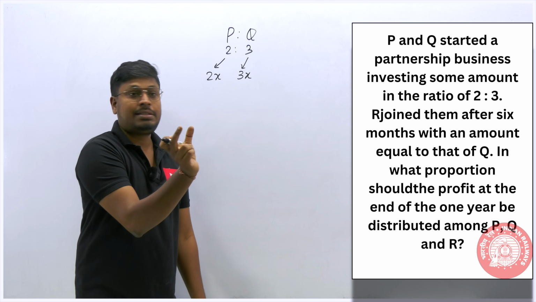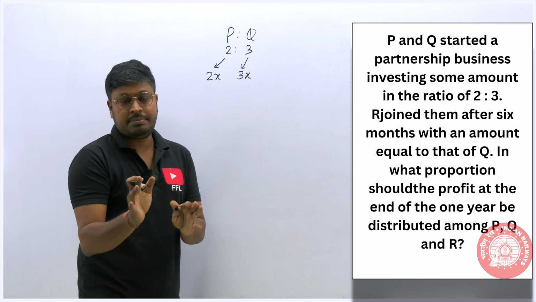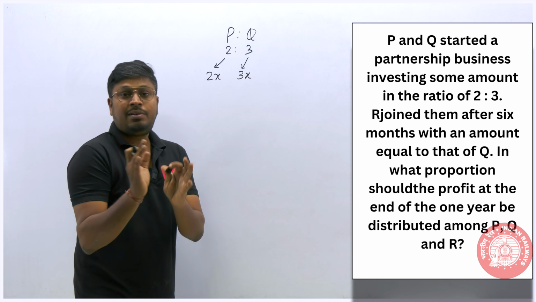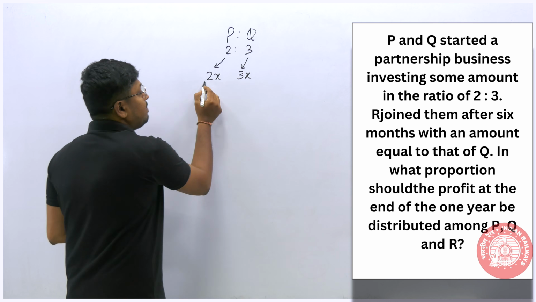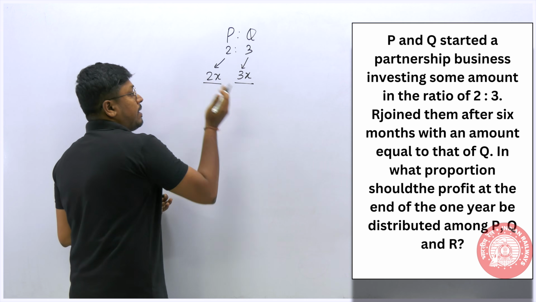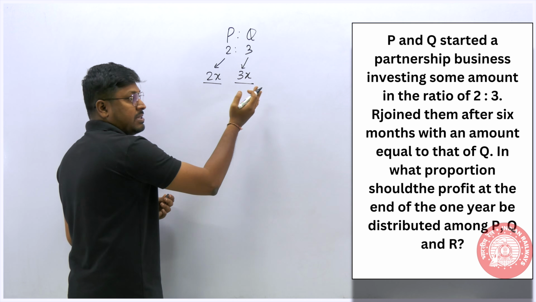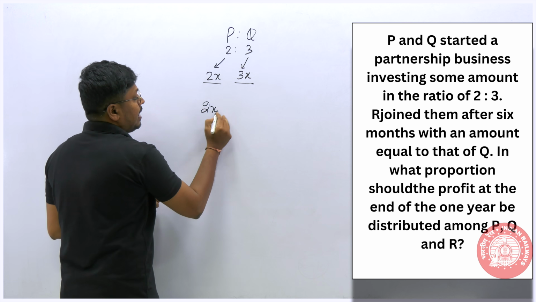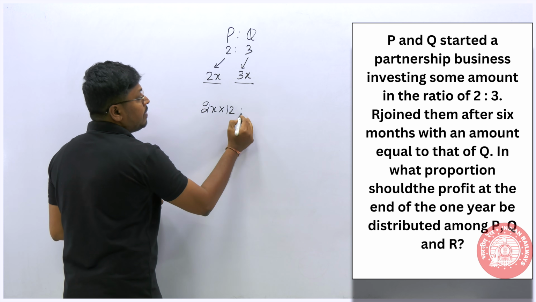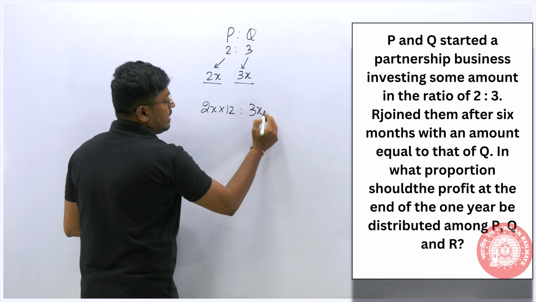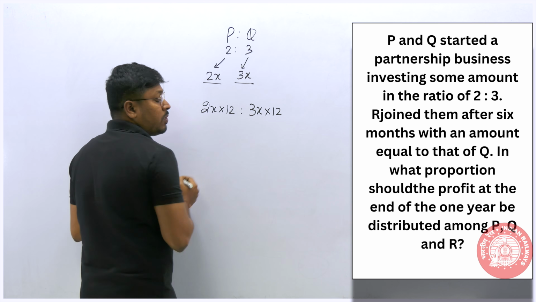For the first 6 months, the third person R was not in the business. So it is easy to find out the ratio. Why? Because the first person and the second person were in the business from the starting till the end. So the first person is 2x, and he is in the business for the complete 12 months. The second person is 3x. He is also there in the business for 12 months.